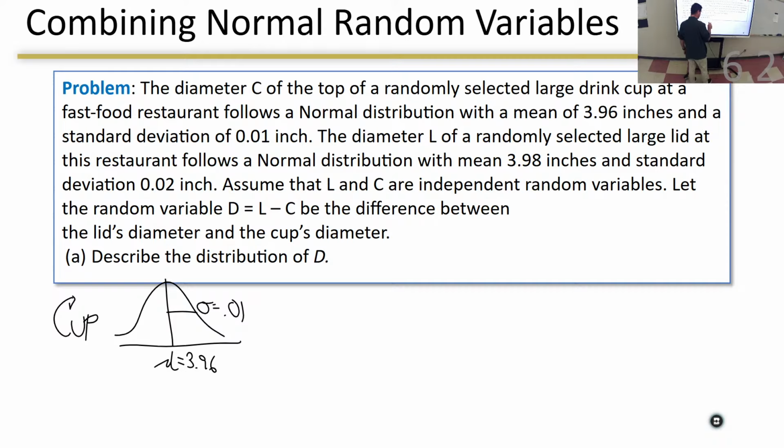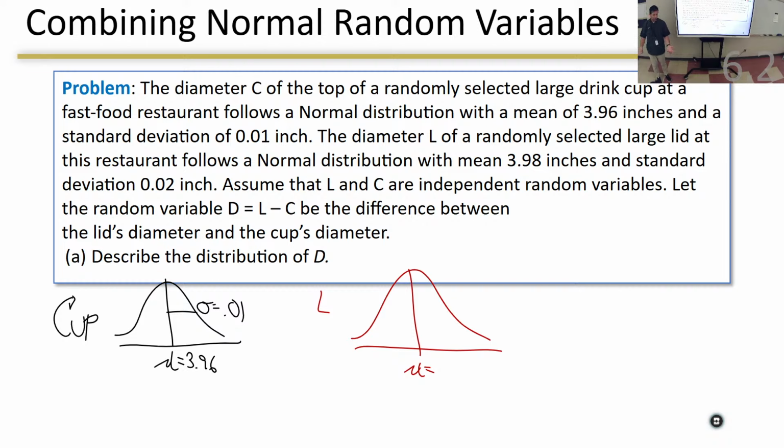The diameter of a lid follows a normal distribution with a mean. Please be bigger than 3.96. It's 3.98. Why do we want the lid bigger than the cup? So it fits.